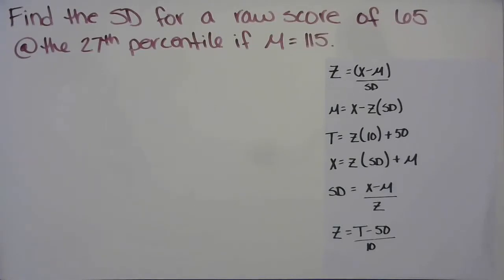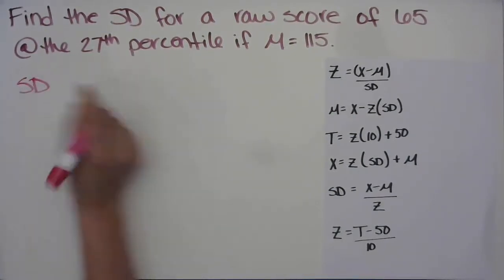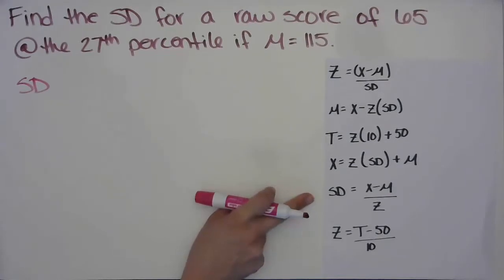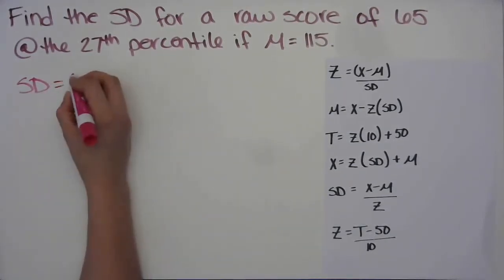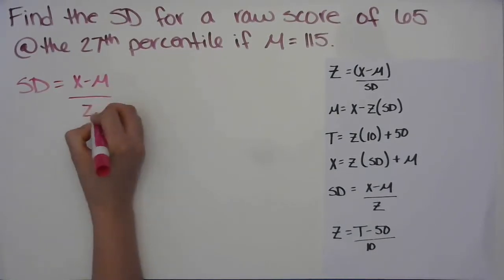For the next problem, we will need to find the standard deviation for a raw score of 65 at the 27th percentile if the mean is equal to 115. So, first of all, what do we need to find? What are we looking for? We are looking for the standard deviation. So if we look on our list here, here's the formula right here. So we have x minus m divided by z.